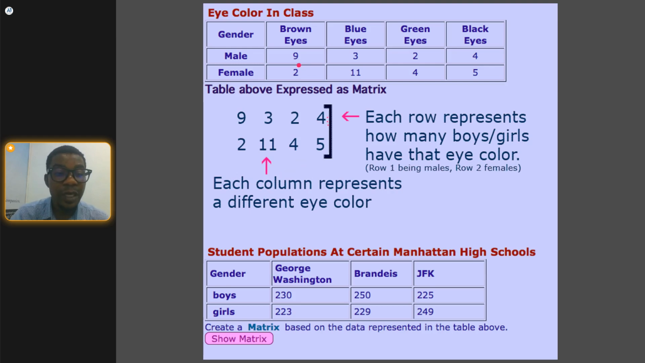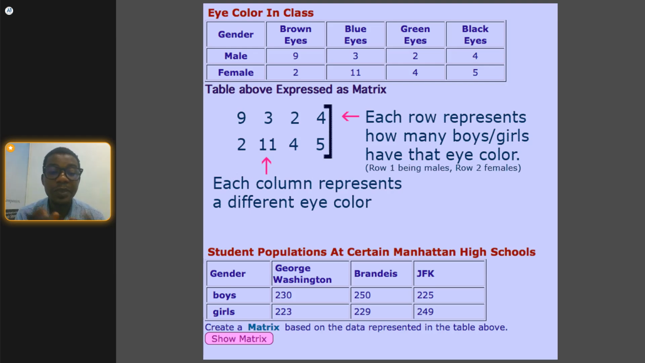Now we have a table that contains the color of eyes: the brown eye, the blue eye, the green eye, and the black eye, for both the female and the male. And we have their values to be 9, 3, 2, 4, 2, 11, 4, and 5. Now, how do we present this to be more presentable? That is where we have to make use of what we call matrix.